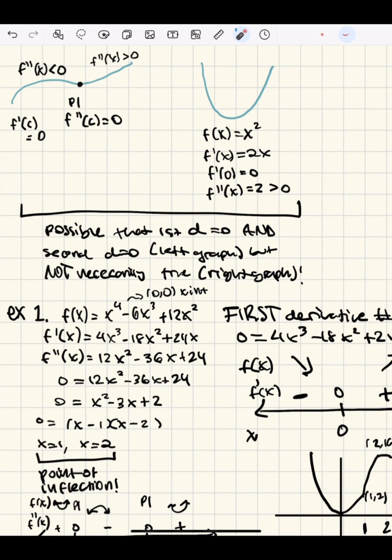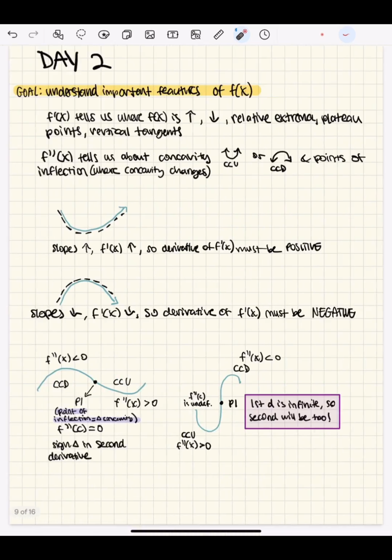So it's just trying to say basically that just because the first derivative is 0, the second could also be, but that is correlation, not causation. It is not necessarily true that the second derivative will be 0 just because the first is, as can be shown by really any of these graphs.